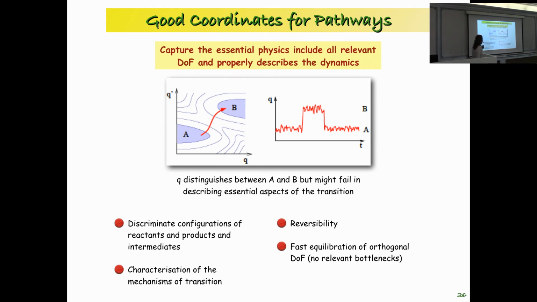So the goals are: you have to have all the coordinates that are important. The pathway described by this coordinate should be reversible. And you have to include the higher dimensionality if it's needed. And you have to be able to characterize properly also the transition regions with these coordinates if you want the barriers.